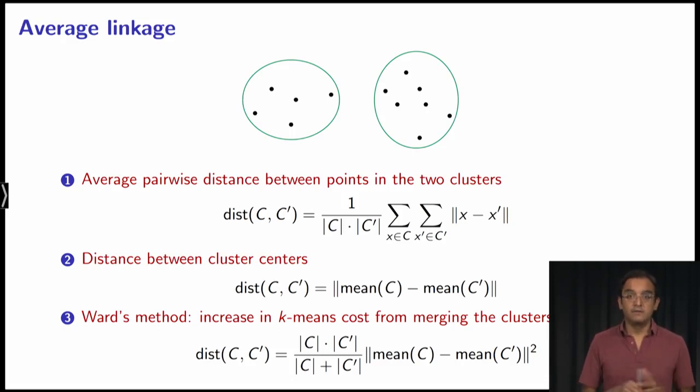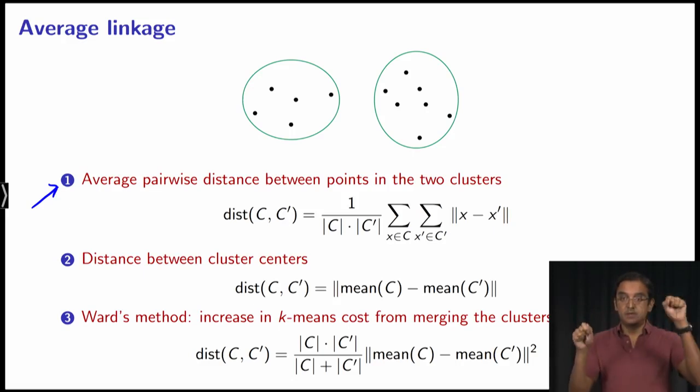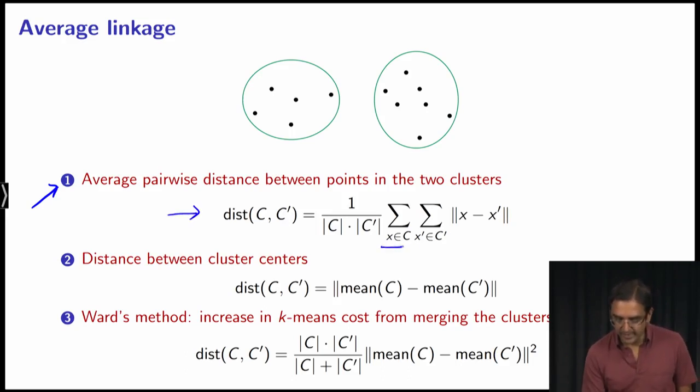So I know of three different ways in which this commonly gets done. Let me tell you what they are. The first method is to just look at all pairs of points in the two clusters. Take one point from here and one point from there, look at the distance between them, and then average this over all pairs. So if there are n points on the left and n on the right, there are n squared pairs that you're looking at, and you're taking the average distance. That's the formula you see over here. You look at all pairs of points, one from the left and one from the right.